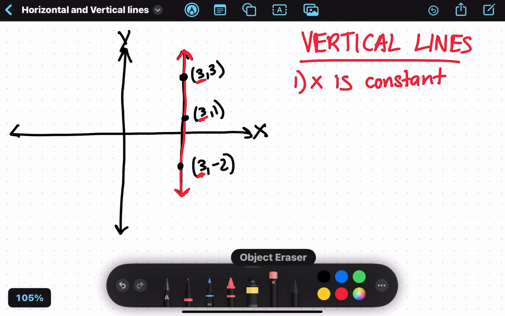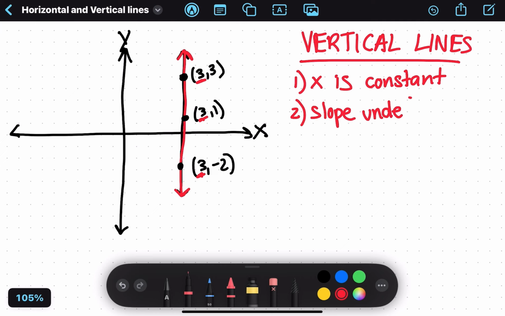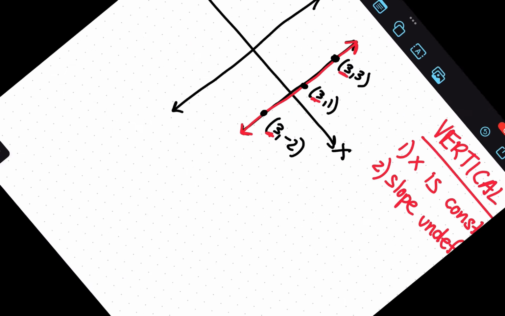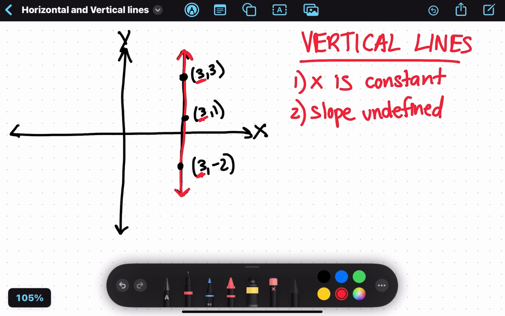Another thing about vertical lines that you must know is their slope. Their slope is undefined. Now, what does undefined mean? I'm going to explain that right now.